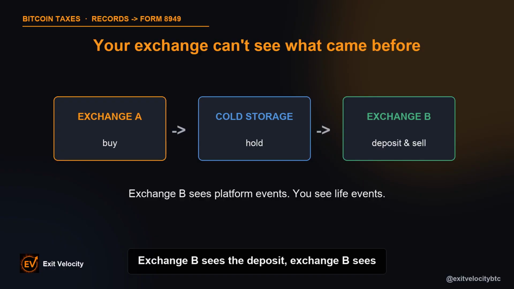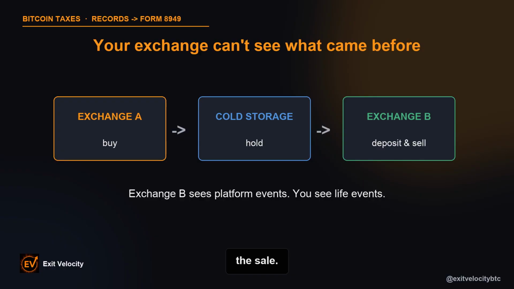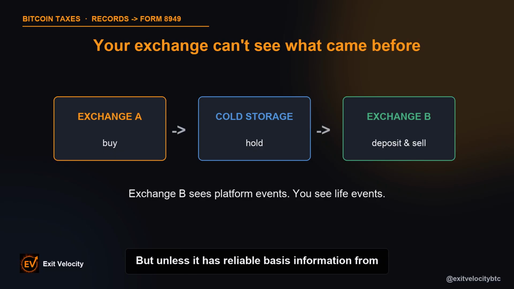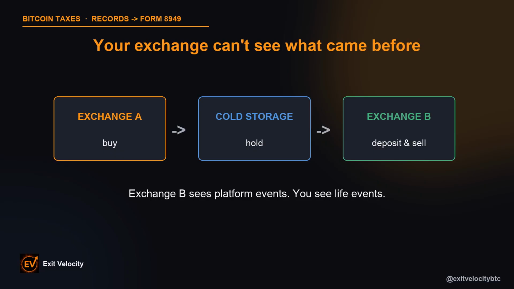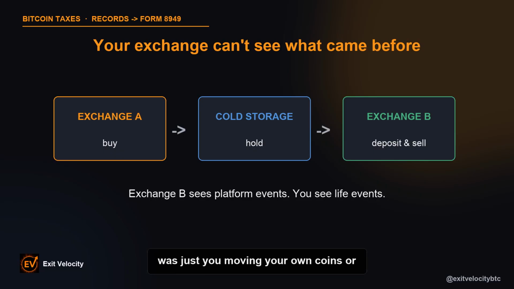Exchange B sees the deposit. Exchange B sees the sale. But unless it has reliable basis information from the prior history, it may not know the original acquisition cost. It may not know whether that Bitcoin came from a 2020 purchase, a 2022 purchase, or a mix of lots. It may not know what you intended to identify. It may not know whether the wallet transfer was just you moving your own coins or something else.